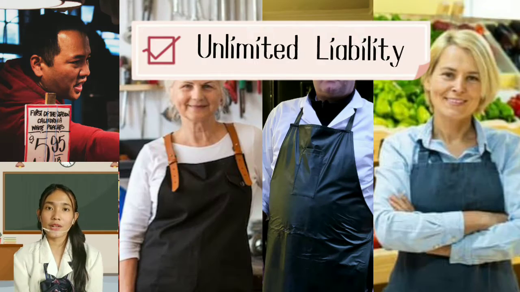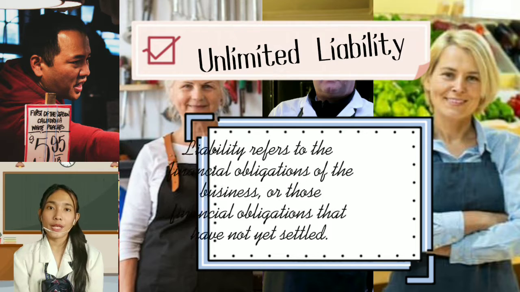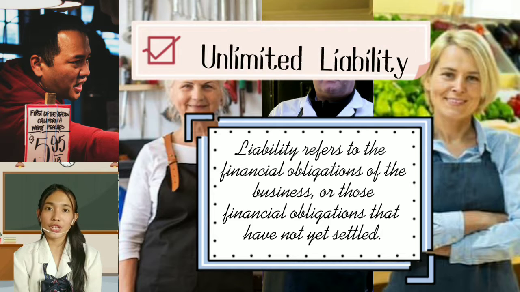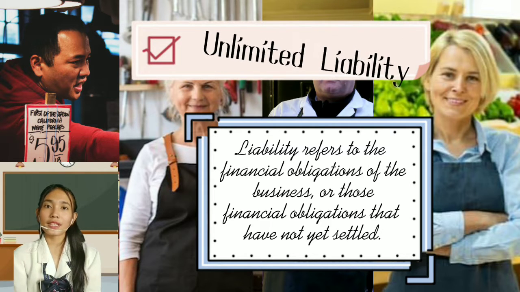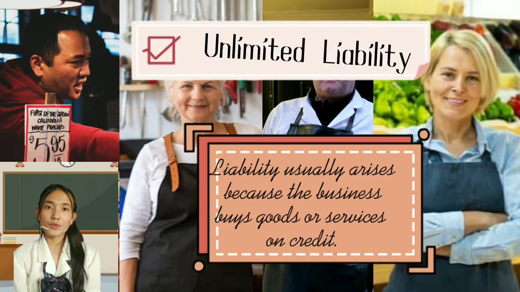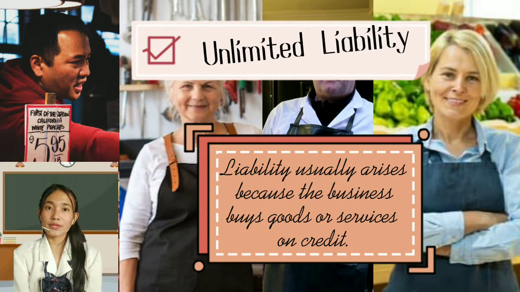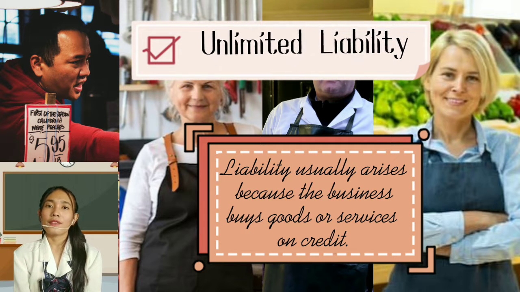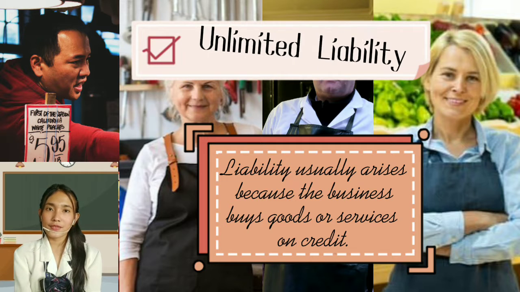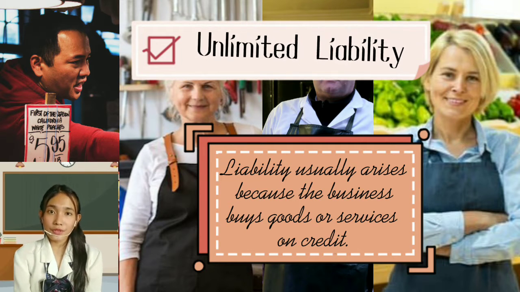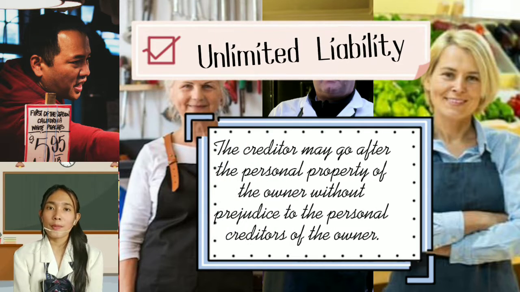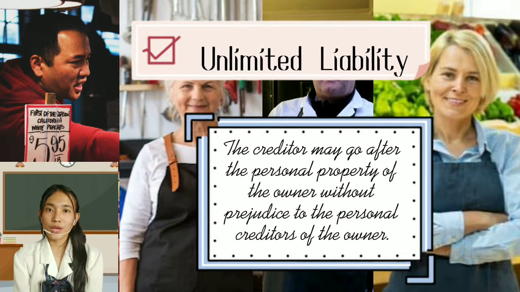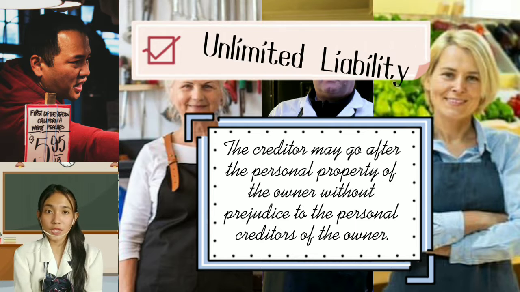And lastly, we have unlimited liability. Liability refers to the financial obligations of the business or those financial obligations that have not yet been settled. Liability usually arises because the business buys goods or services on credit. When the business cannot finally settle or pay its financial obligations to the third party, the creditor may go after the personal property of the owner, without prejudice to the personal creditors of the owner.